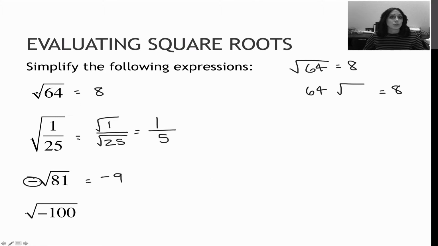Because technically the square root of 64 could be 8, or it could be negative 8. Either of those would really work. If they don't specify on the outside, most of the time we just write the primary, which is the positive value. Down to our last one here, we have the square root of negative 100.